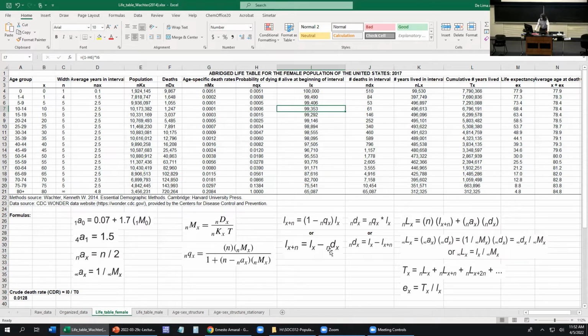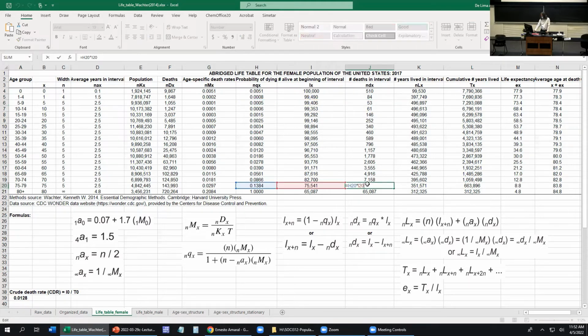So I'm just implementing these formulas, multiplying the probability of dying by the number of people surviving to the beginning of the age group, until the last one, in which everybody dies. 65,000 people die.